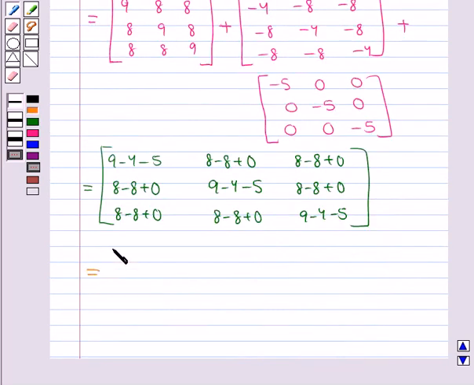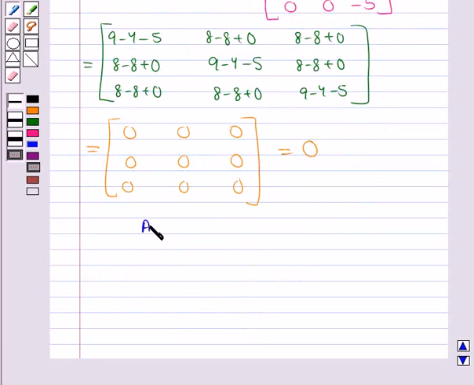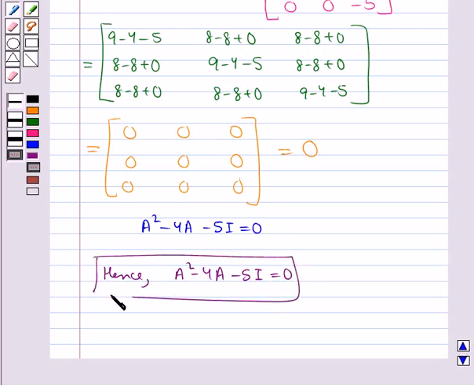So this is equal to 0, 0, 0, 0, 0, 0, 0, 0, 0. That is equal to 0. That is, we get A square minus 4A minus 5I is equal to 0. Hence, we have A square minus 4A minus 5I equal to 0. So this completes the session. Hope you have understood the solution for this question.